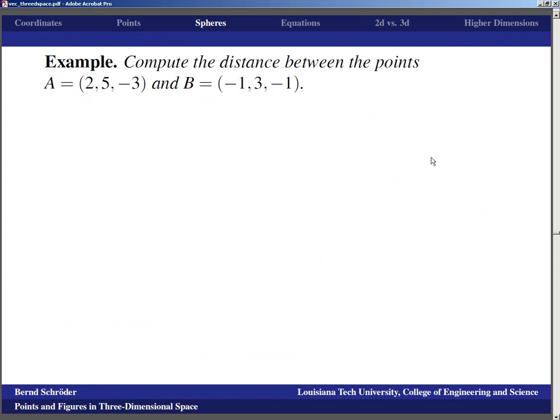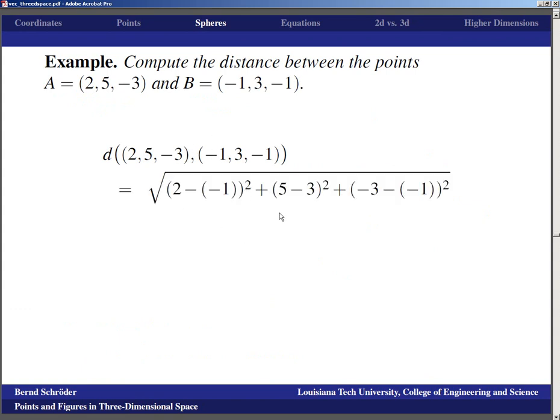Now let's take a look at something that we should have a hearty laugh at, because this first example here is probably also something that you're going to see in a homework problem. Compute the distance between the points a equals (2, 5, negative 3) and b equals (negative 1, 3, negative 1). Well, what are we going to do? The distance between these 2 points is computed with the distance formula. So you take the first coordinate of the first minus the first coordinate of the second, the second coordinate of the first minus the second coordinate of the second, the third coordinate of the first minus the third coordinate of the second.